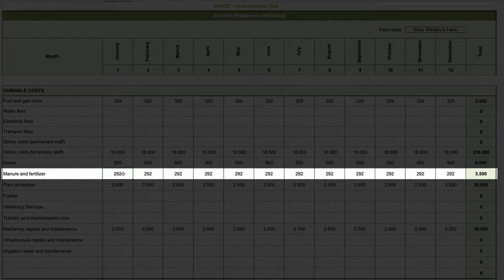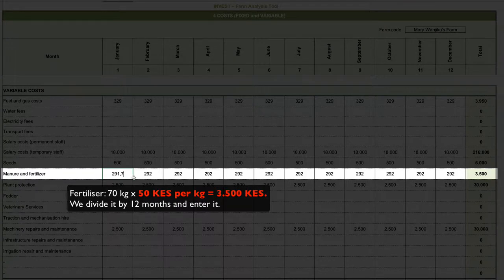Fertilizer has been bought. 70 kilogram at 50 Kenyan shillings per kilogram makes 3,500 Kenyan shillings. We divide as well by 12 months and enter 291.7 Kenyan shillings for every month.